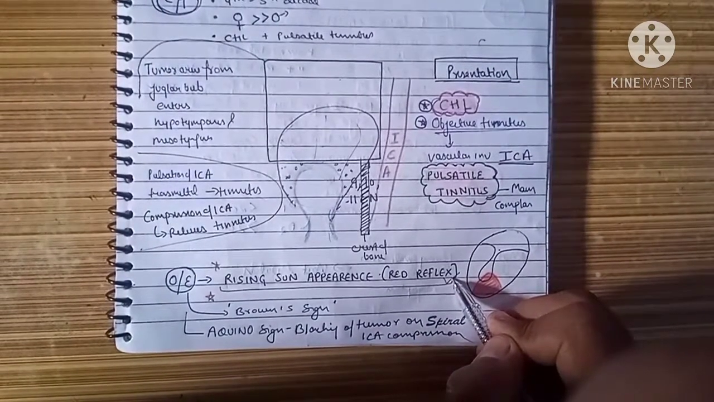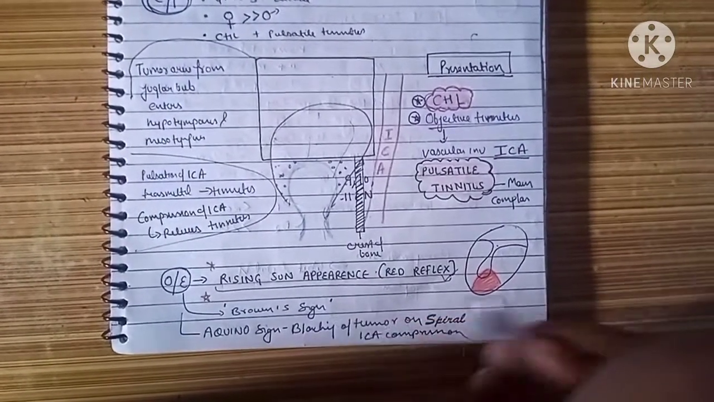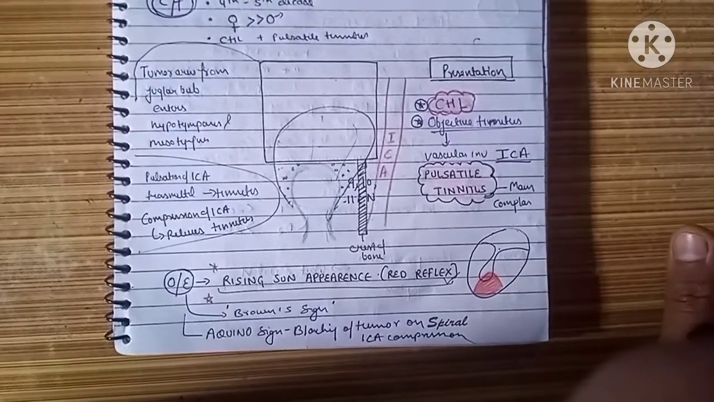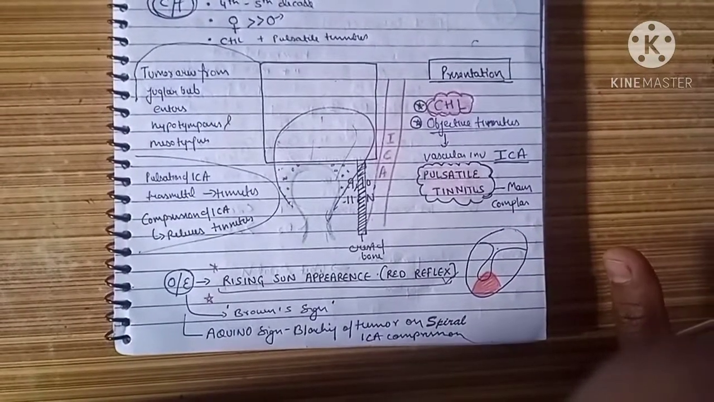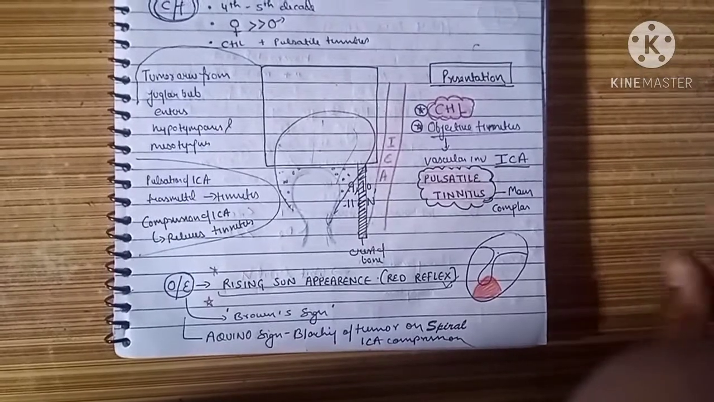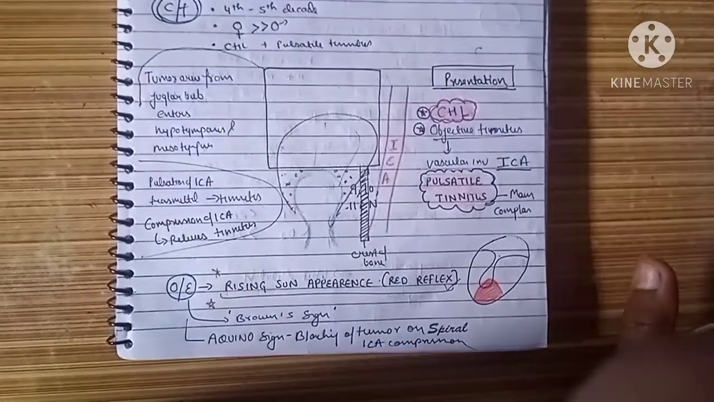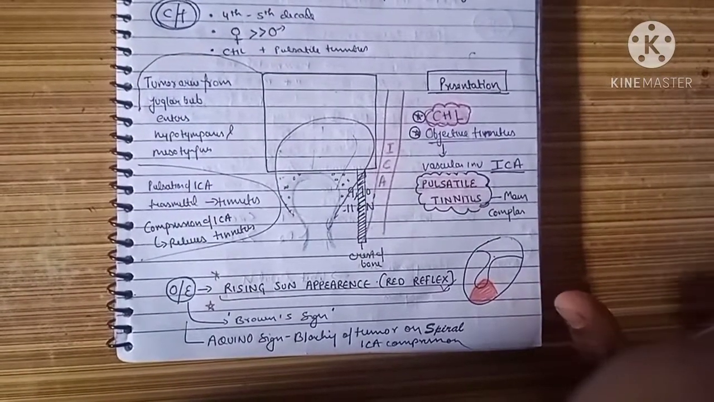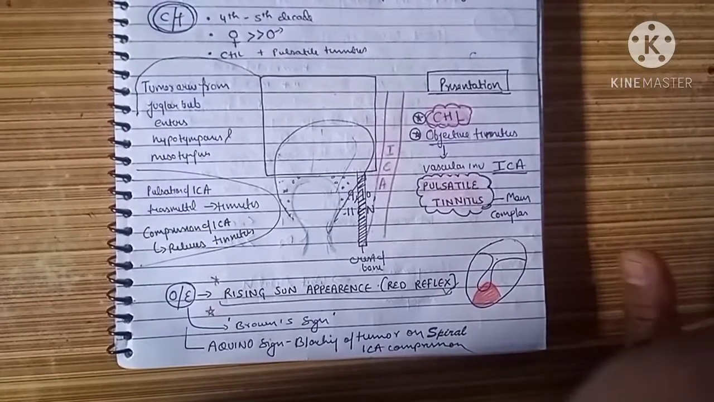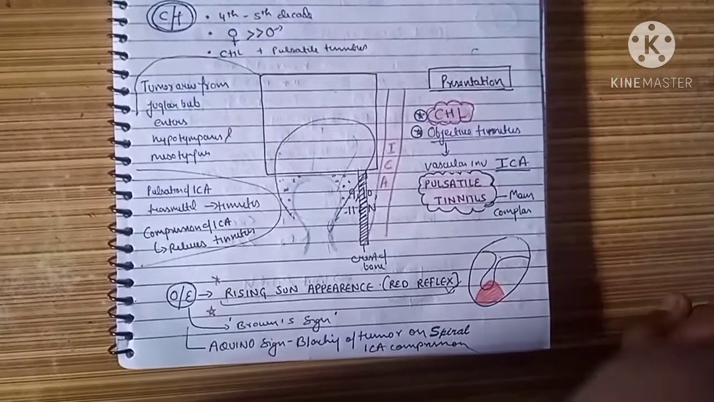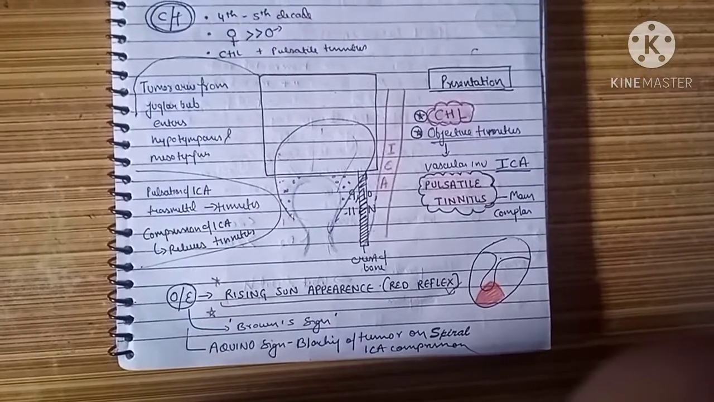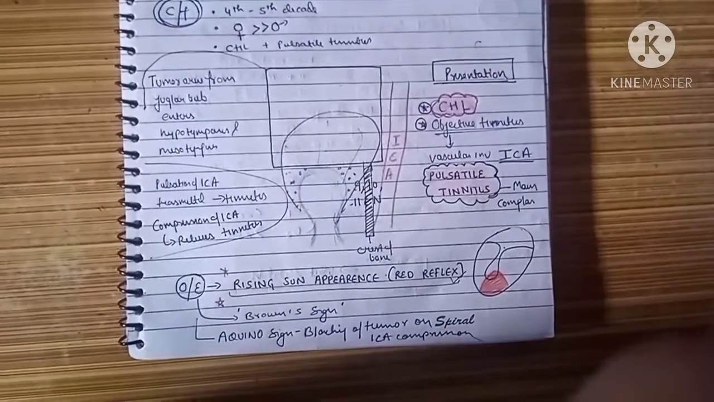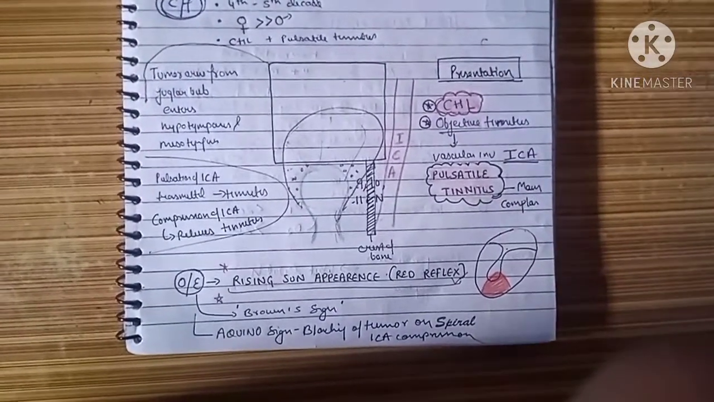The second thing that we see is the Brown sign or pulsation sign. This is because with the Siegel speculum, when we apply pressure in the external auditory canal and the middle ear, the tumor gets compressed and blanches. And when we release the pressure, the tumor again pulsates and the blanching is over.